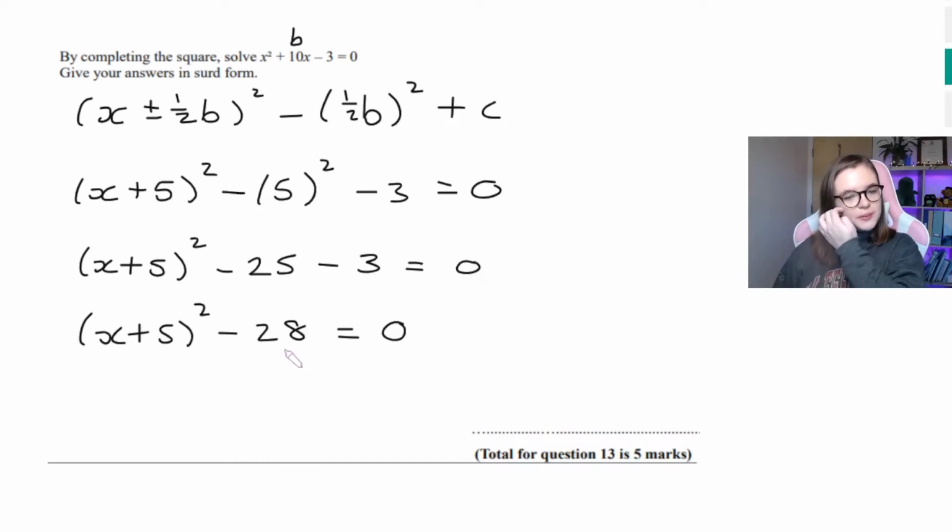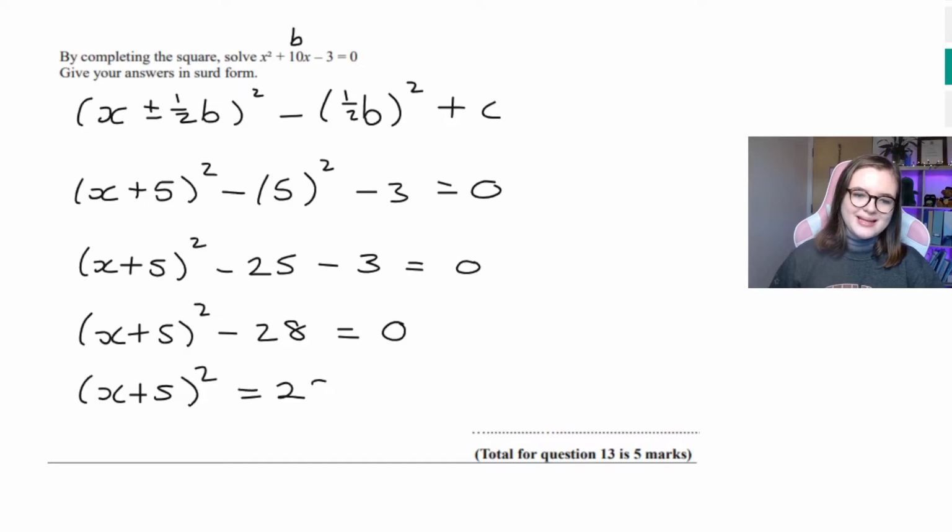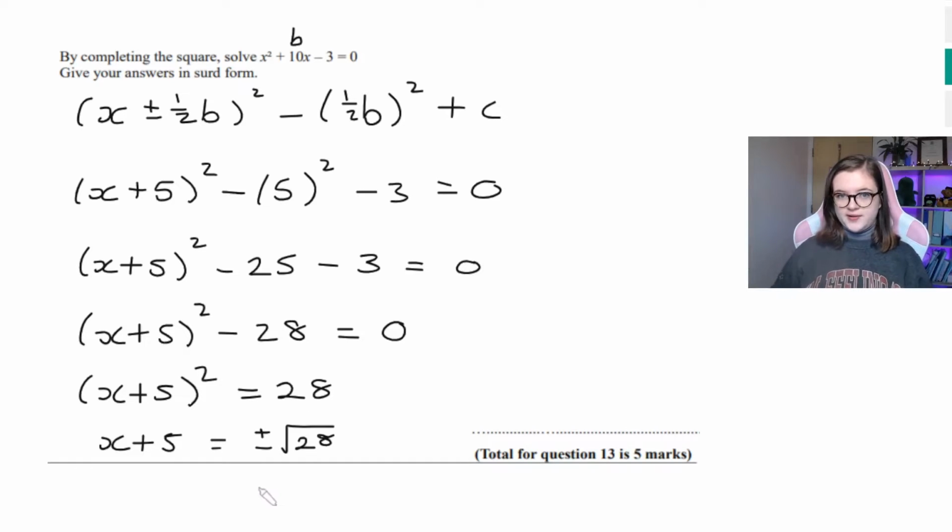Okay, so I've fully completed the square, and now we need to give our answers in surd form. So what I'm going to do with this is add this over here for now. So I'm going to do x plus 5 squared equals 28. And then I'm going to square root it. So get x plus 5, and then be careful, plus or minus square root of 28. Because it could be either a plus version or a minus version. Be very careful of that. They will trip you up, so be very, very careful.